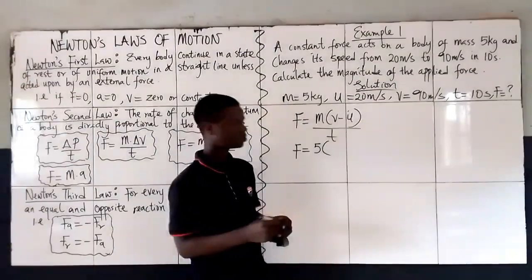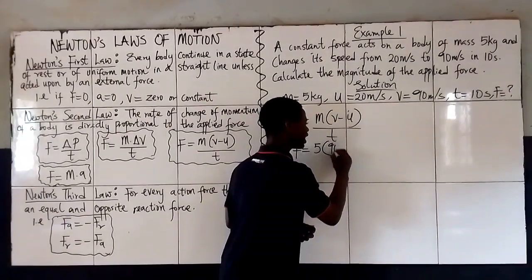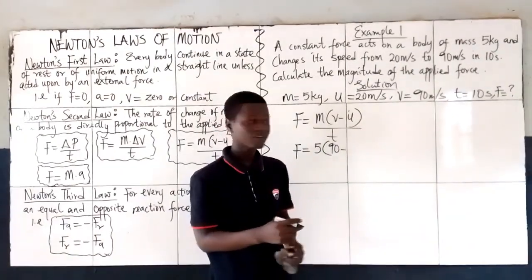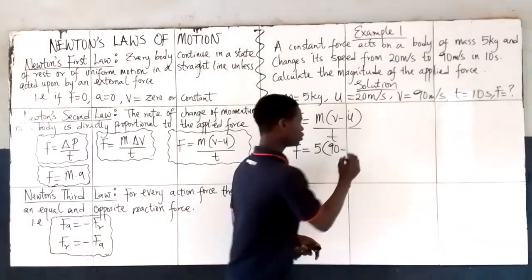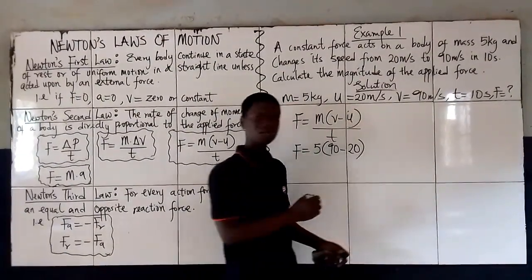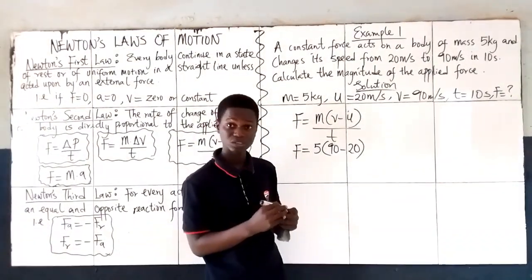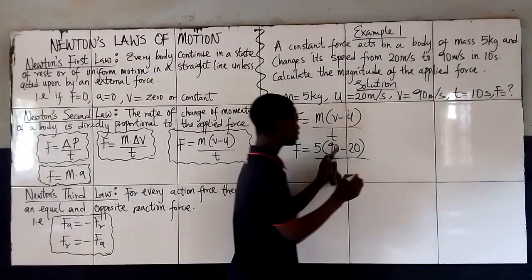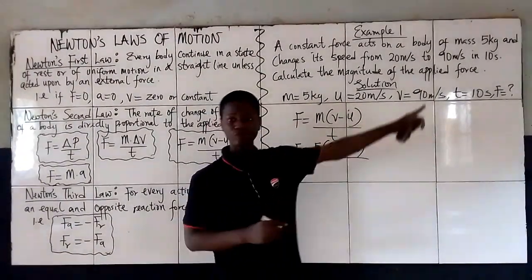So let's progress. What is our final velocity? 90. I will come here and write 90 minus, because I'm following the formula. What is our initial velocity? We're told as what? 20. So I'll come here and write 20. Close the bracket, because I'm following what was given based on the formula. Then over time. What is the time from this question?